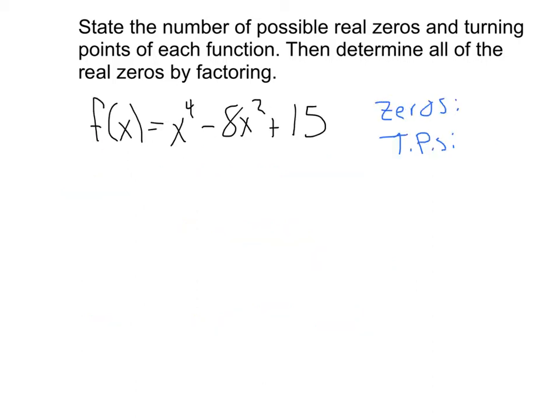Let's try another one. Here we have f of x equals x to the 4th minus 8x squared plus 15. I see I have a degree of 4, so I know I have a maximum possible number of zeros of 4. My turning points is going to be 4 minus 1, which is 3. Alright, now let's go ahead and factor this out.